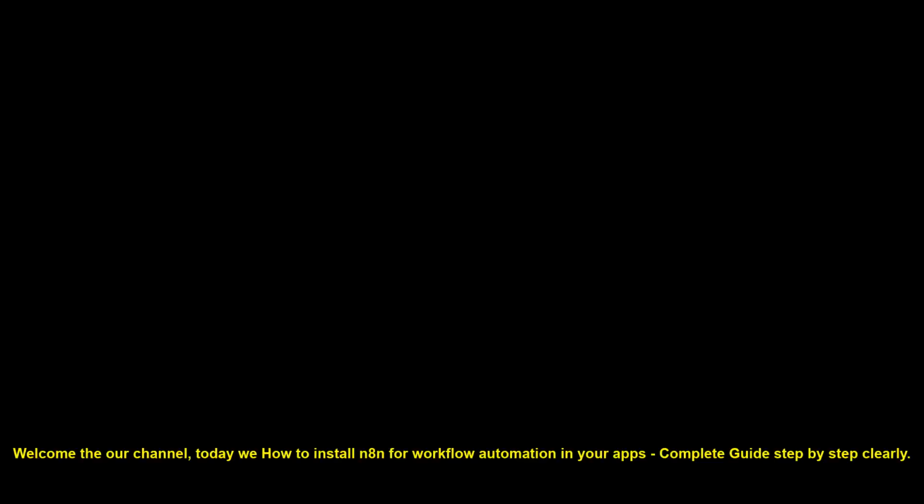To install n8n for workflow automation in your apps, first ensure you have Node.js installed on your machine. You can verify this by running node -v in your command line. If Node.js is not installed, visit the official Node.js website and download the latest version. Once Node.js is installed, open your command line interface.